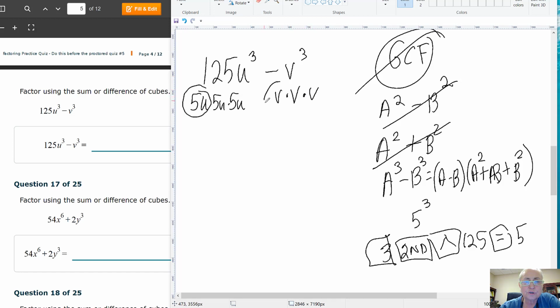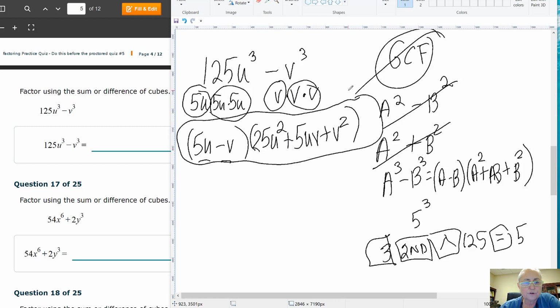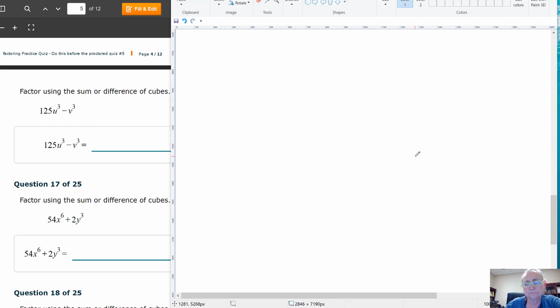One of each, 5u minus v. What's left over? 25u squared. One of each multiplied, plus 5uv. What's left over? V squared. Same sign, minus, opposite of a minus is a plus, always positive. This is the answer for number 16. Okay, it's all pattern driven.